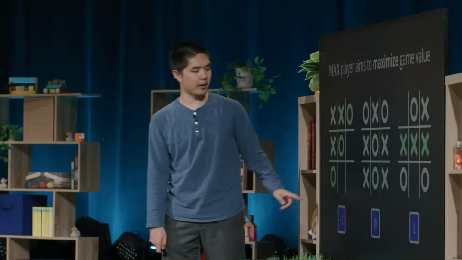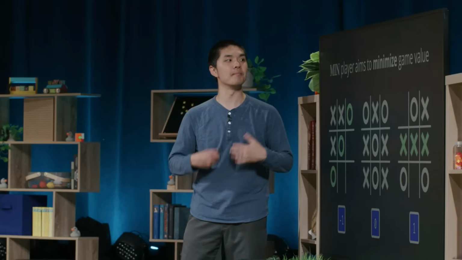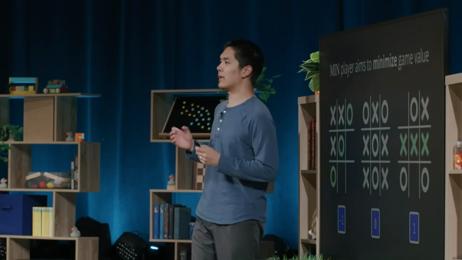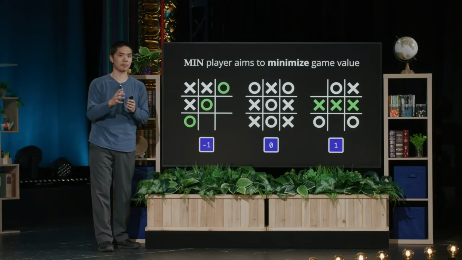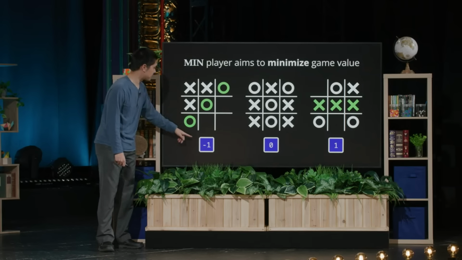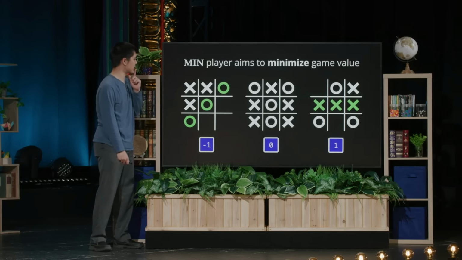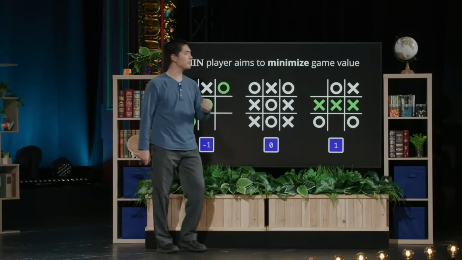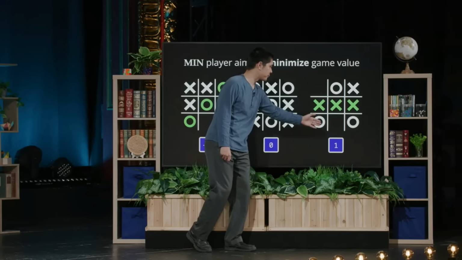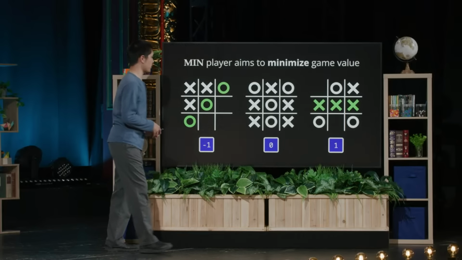And then the other player, the O player, who we'll start calling the min player, their goal is to minimize the game's value. They want the game's value to be as small as possible. What that means is that they want the game's value to be a -1. That would be O winning in this case. But if O can't win, then at least tying the game with a value of 0 is still better than X winning the game, which in this case has a value of 1.